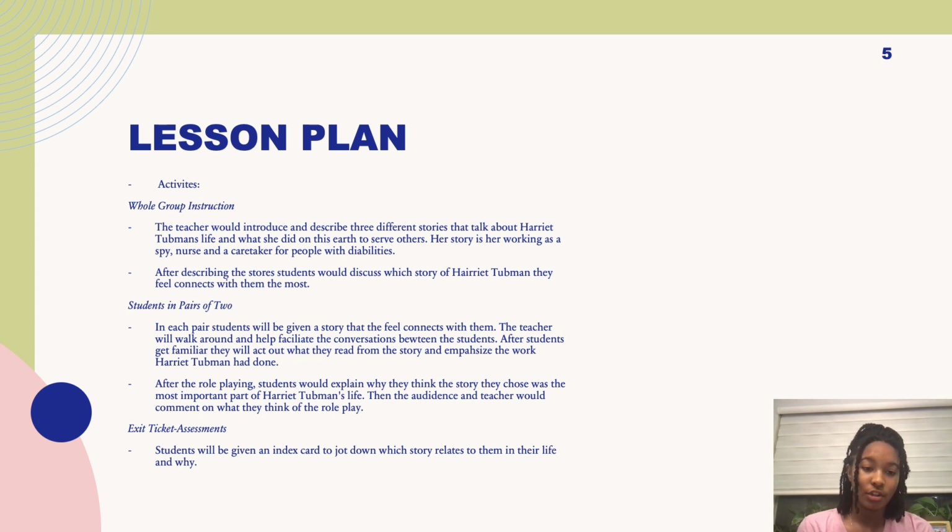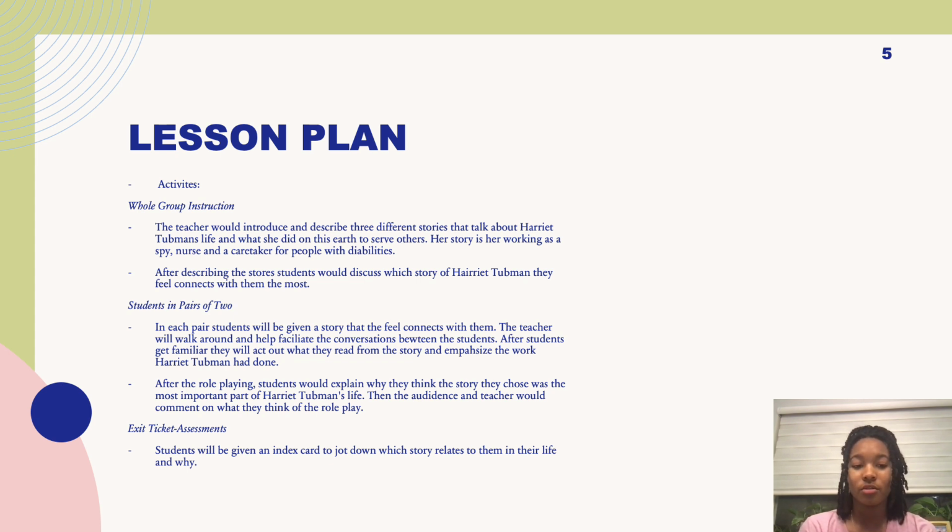And then they'll transition into students in pairs of 2. So the teacher will either count 1, 2, 1, 2, 1, 2 to split them up, or they will give them free will to choose whatever partner they want to be open with in discussing their real life experiences. In these pairs, each student will be given a story that they feel connects with them. So whether it be the story of her working as a spy, a nurse, or a caretaker, they have free will to choose which story they want to connect with and talk about with their peers.